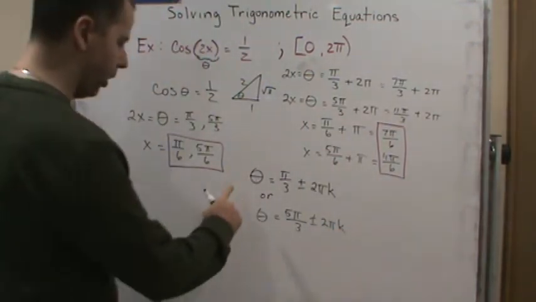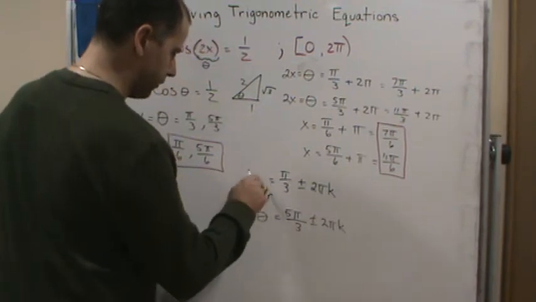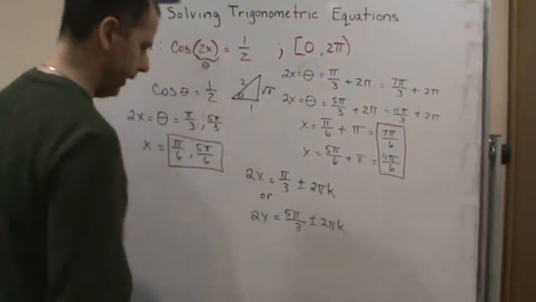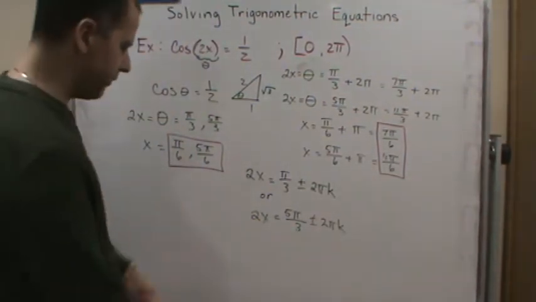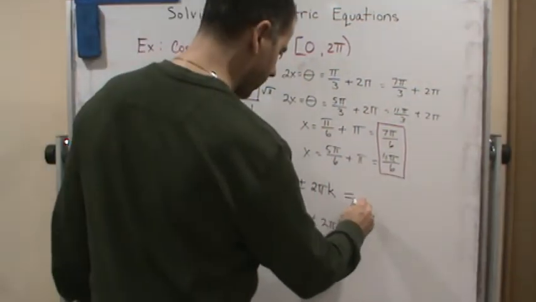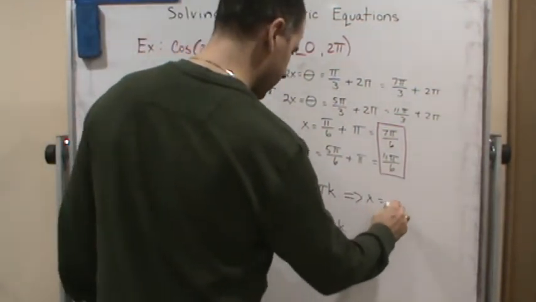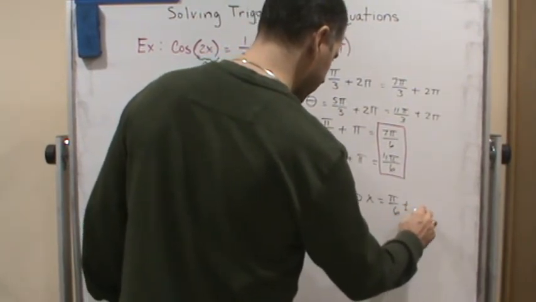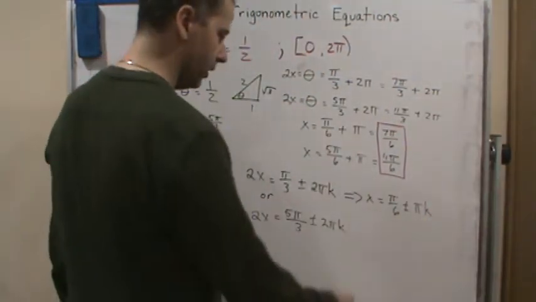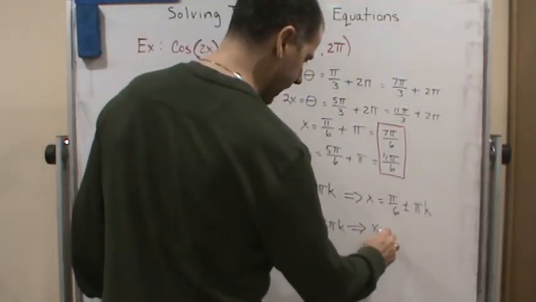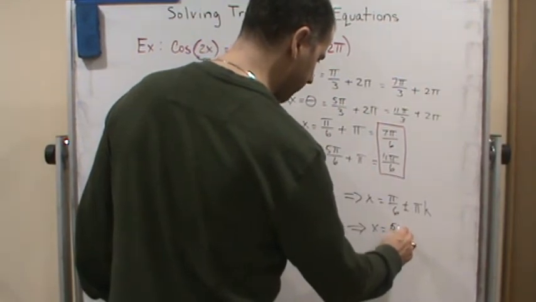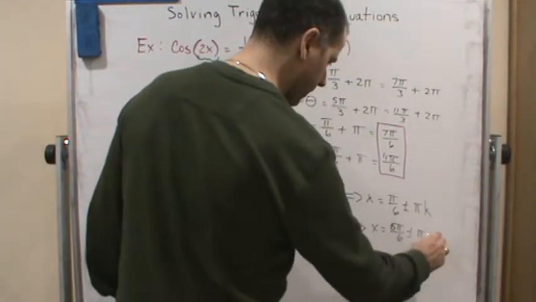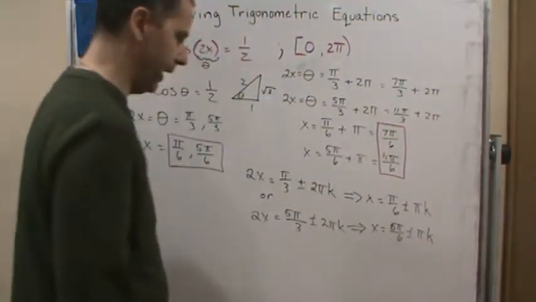But again, all we have to do is solve the equation for 2x, and just divide everything by 2, and we get x is equal to pi over 6 plus or minus pi times some integer k. And this one gives us x is equal to 5 pi over 6 plus or minus pi times some integer k.